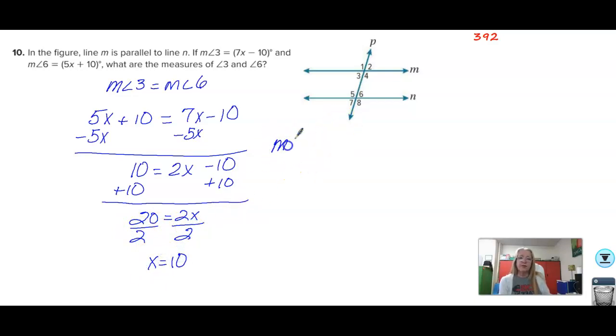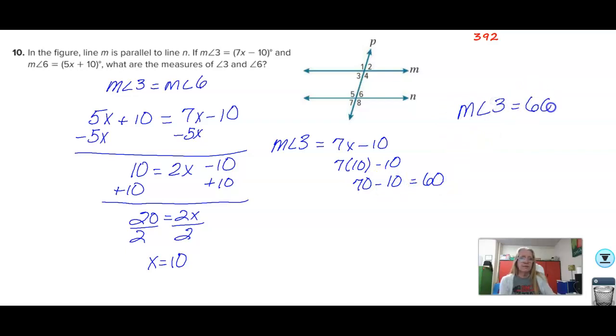So if the measure of angle 3 was equal to 7x minus 10, and we now know x is 10, so this would be 7 times 10 minus 10. 7 times 10 is 70. 70 minus 10 is 60. So the measure of angle 3 is 60 degrees.